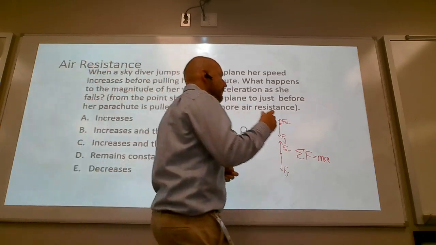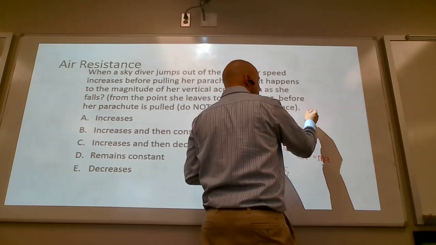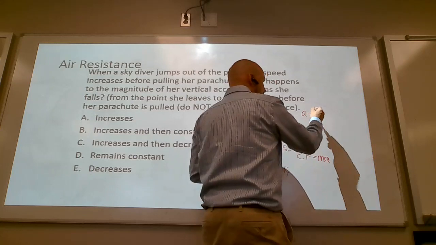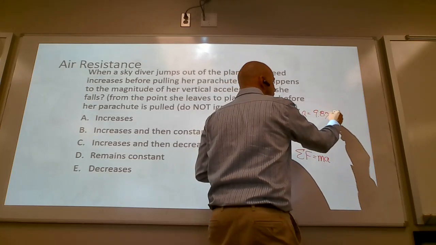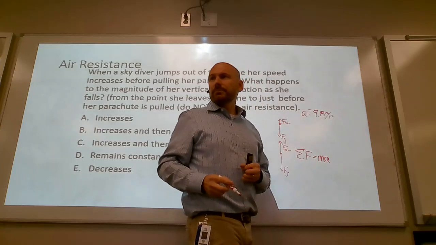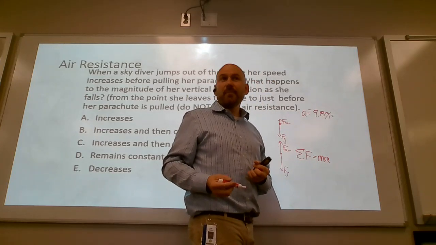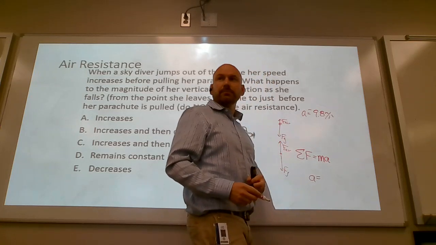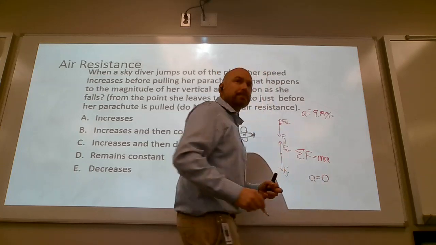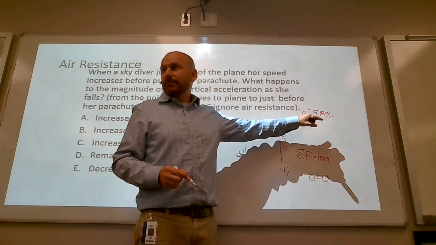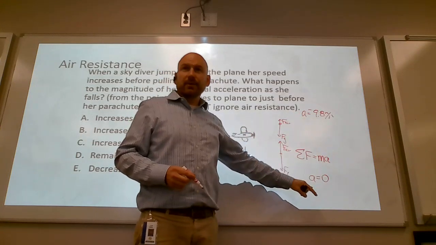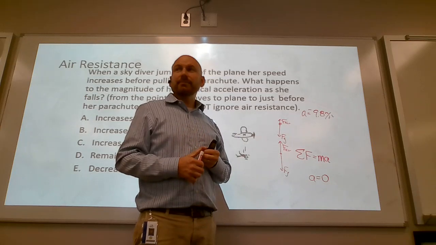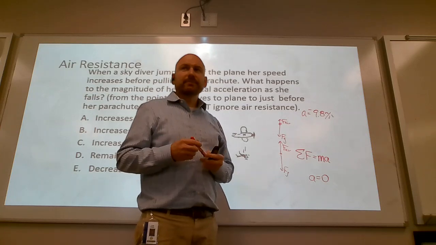Here's another way to think of it. Initially, when she first jumps out of the airplane, assuming she started at rest, what's her acceleration? 9.8 meters per second squared downward. Right? She's in free fall. Once she reaches terminal velocity, what's her acceleration? 0. So it's going from 9.8 meters per second squared to 0, decreasing the whole time. Good with that? Okay.